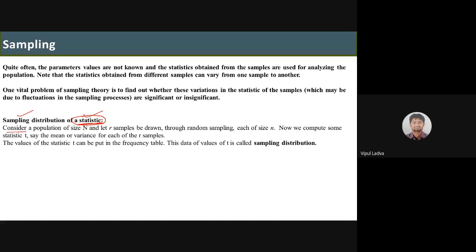Now, let's have one example. Consider a population of size N, and I'm supposed to draw r samples from it. From the entire population of size N, I have to draw r samples. These r samples are to be drawn through random sampling, and each is of size n. All of these r samples have size n, meaning the first sample has n objects, the second sample has n objects, and so on, for r samples.